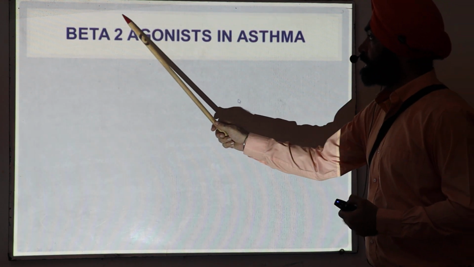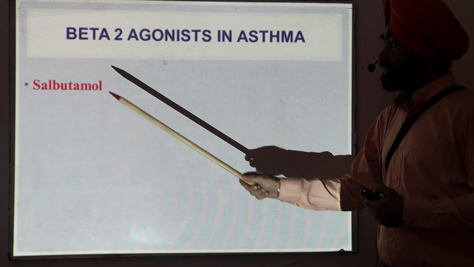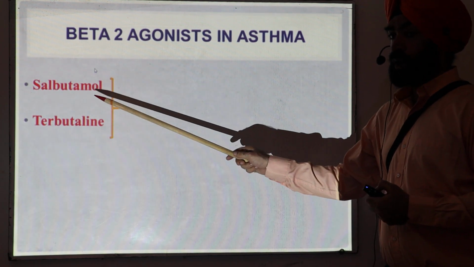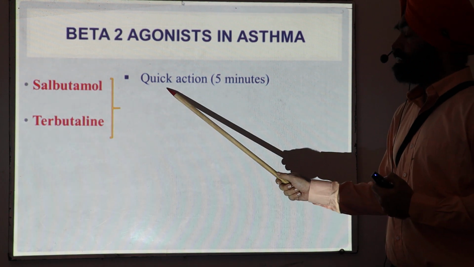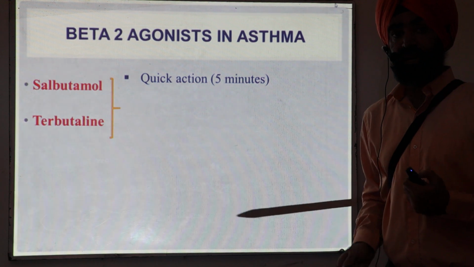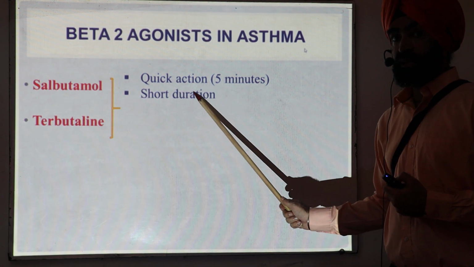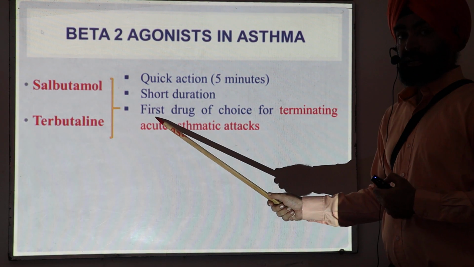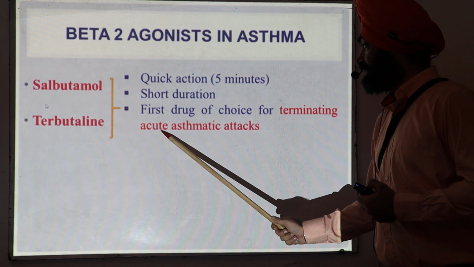Coming to the use of beta 2 agonists in asthma. Salbutamol and terbutaline, when they are used in asthma, have a very quick action. Within 5 minutes, the asthma attack is aborted. But they have a short duration. Their effect doesn't last for a very long period. So this is the first drug of choice for terminating the acute asthmatic attack.